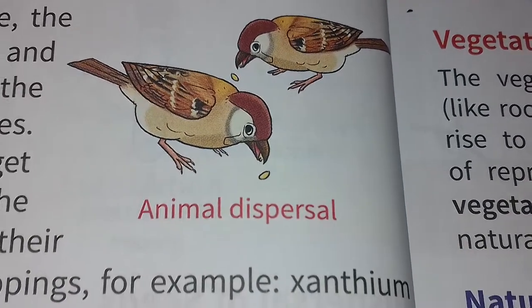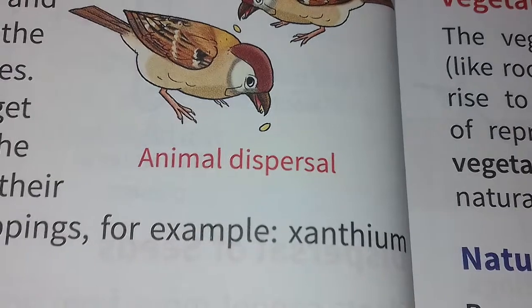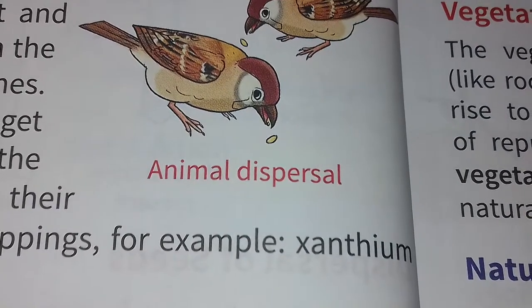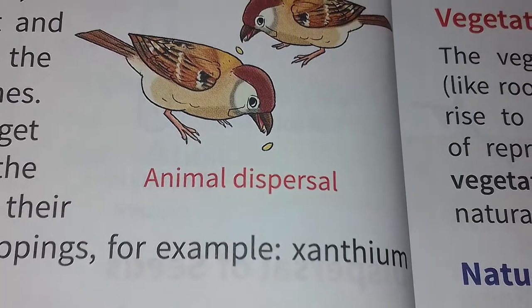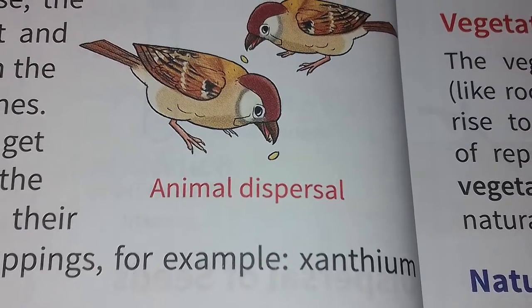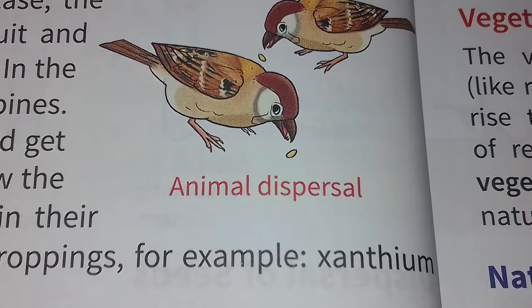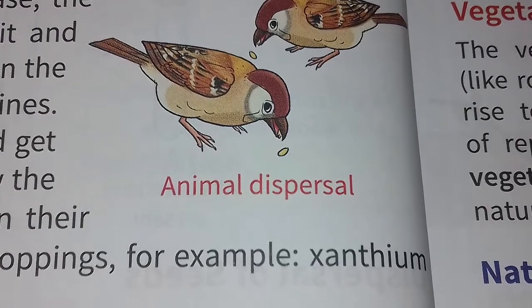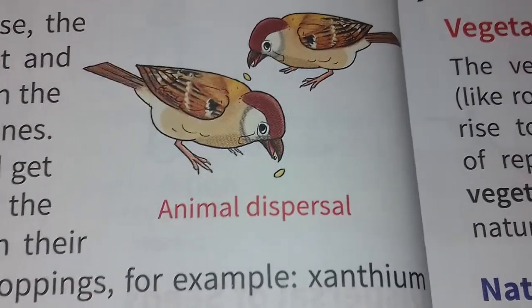Seeds of castor, burdock and mimosa plant have hooks, spines or glue. These seeds attach themselves. Next, dispersal by animals. And there is another type.